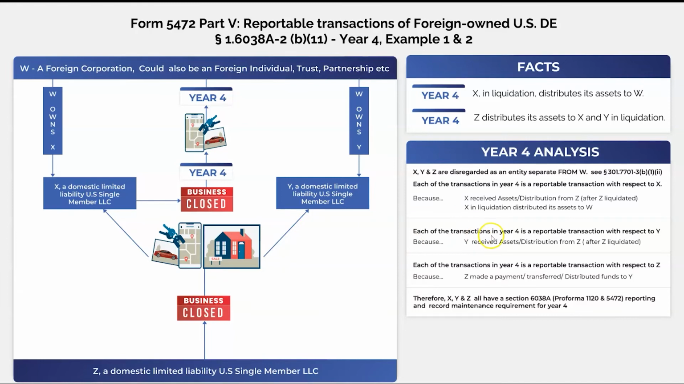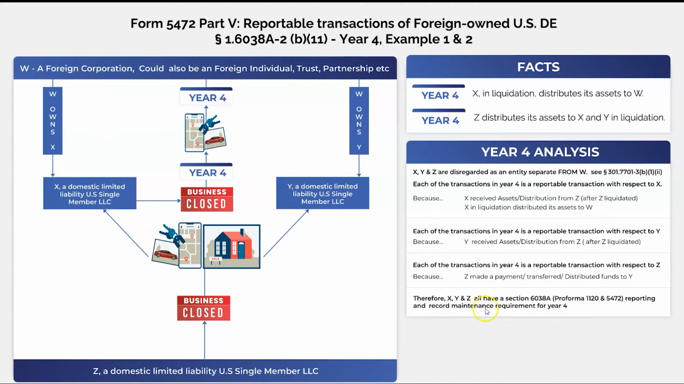Now, one will ask, why is XYZ filing separate 5472? The IRS does not want these entities to consolidate or combine their reports. So the IRS says that each of these entities needs to file its own 5472. So you would have a duplicative report. So for example, Y is going to report that it received a house from Z. Z is going to report that it distributes a house to Y. So it's just that duplication is going on.